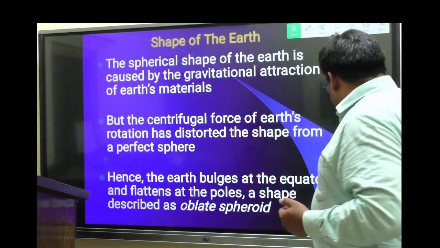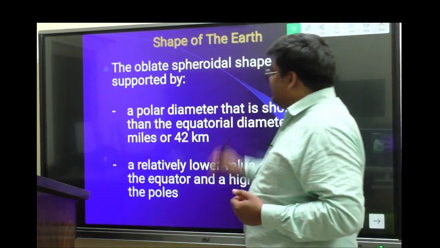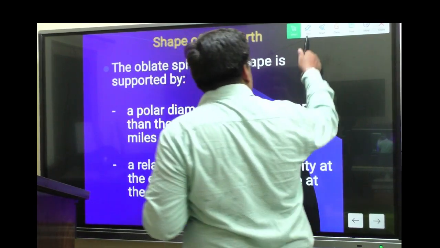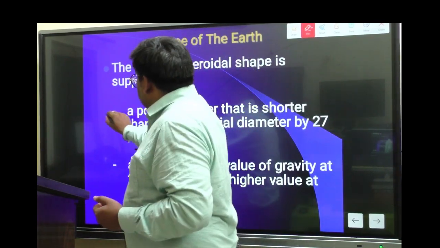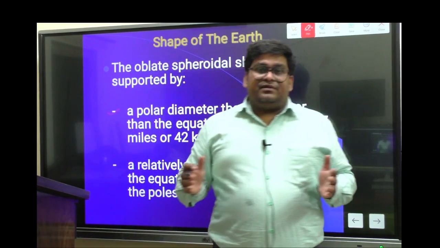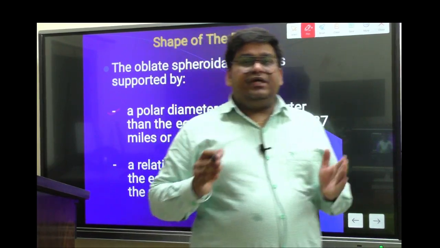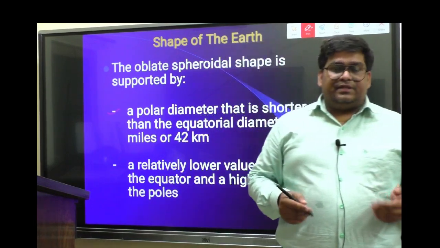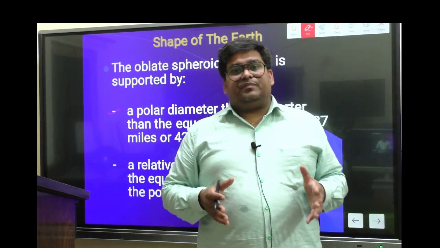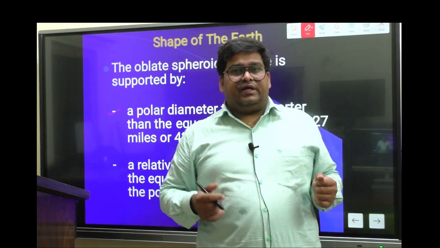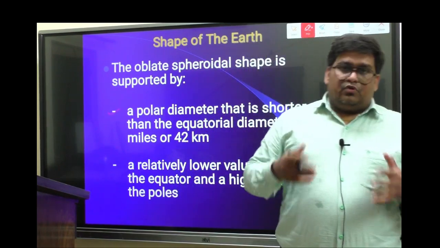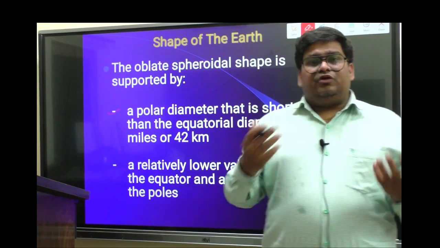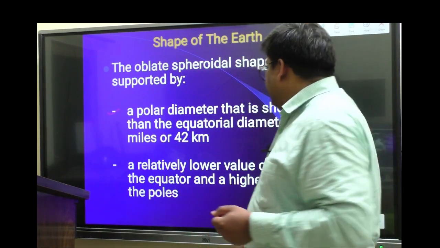Next slide. Let's see how much bigger it is. Here the equatorial diameter is roughly 42 kilometers larger than the polar diameter. That means if you subtract the polar diameter from the equatorial diameter, it would be around 42 kilometers. Because of that bulge, we have a larger equatorial diameter than the polar diameter.